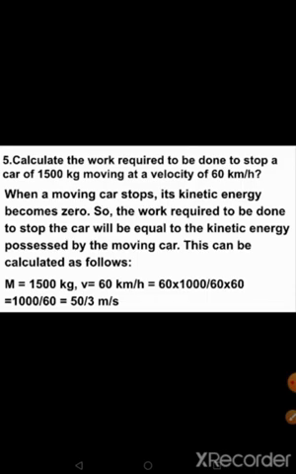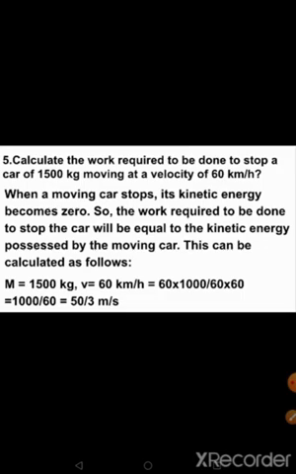So here the work required to be done to stop the car, whatever work you are doing in order to stop the moving car, will be equivalent to the kinetic energy possessed by the car when it was in motion. So how to calculate this? Your mass is 1500 kg, which is already given.